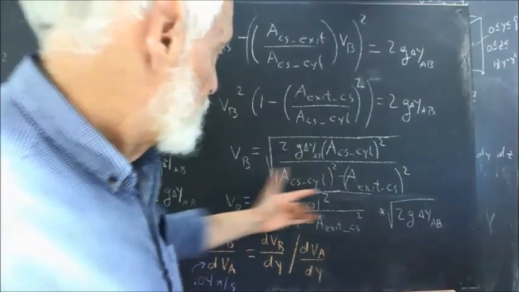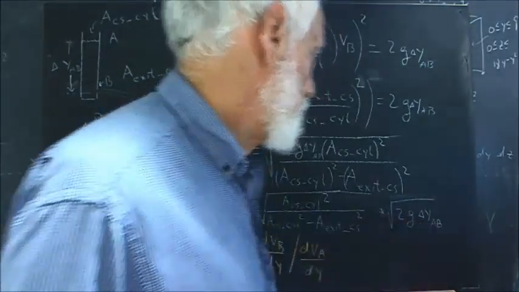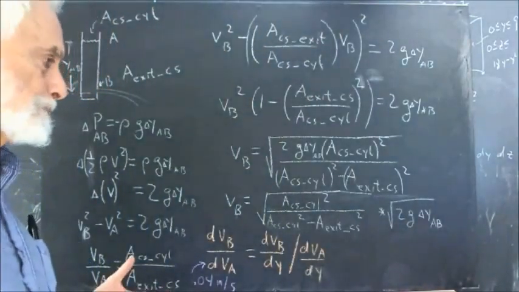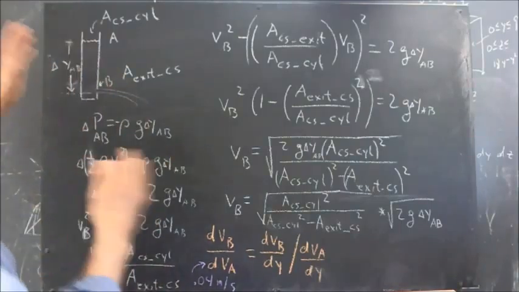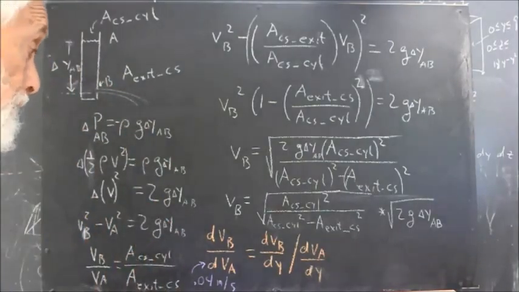So that this term is going to be 1, and we do get the exit velocity for a large cylinder, for a large cross-sectional area here.